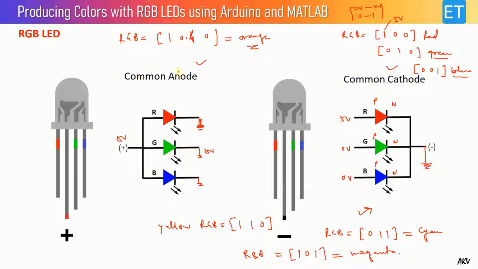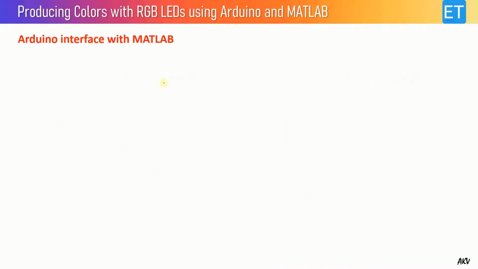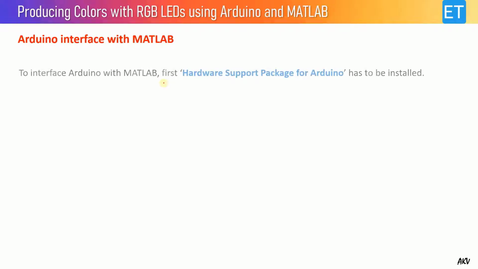So you can actually create all 16.7 million colors with these variations. So you can mix these numbers in any proportion and you can get any color. Okay. So this principle I am going to use to produce the different types of colors. Now let us interface Arduino with the MATLAB. We will see how we can access the Arduino in the MATLAB.